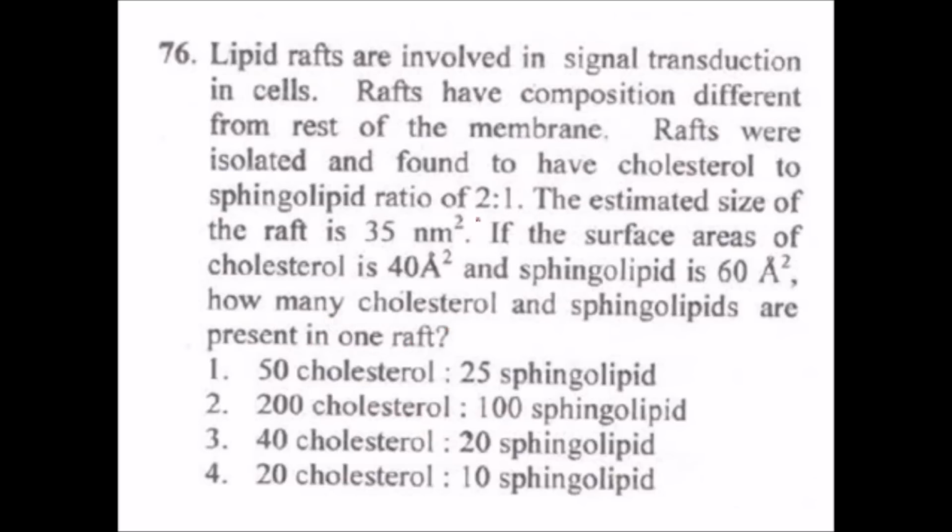Here the ratio of 2:1 is given. It means if sphingolipid is 1, then the amount of cholesterol will be 2. So now we can say that if the amount of sphingolipid is x, then the cholesterol amount will be 2x. Now take another page to solve it.